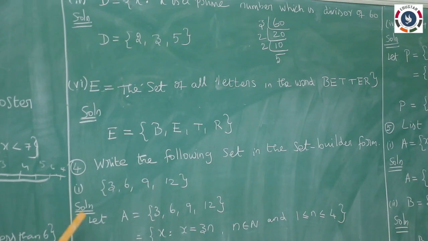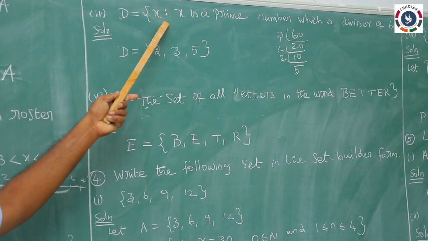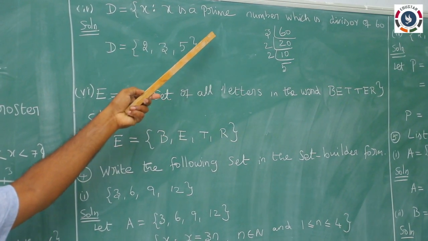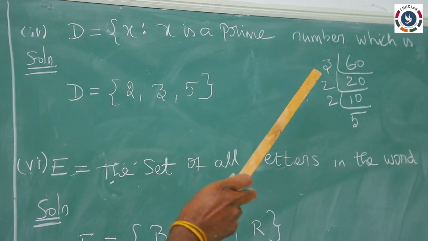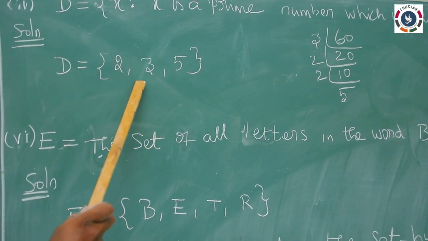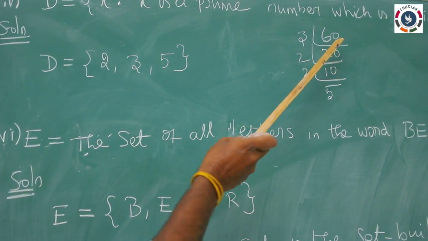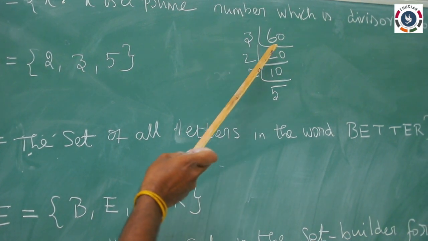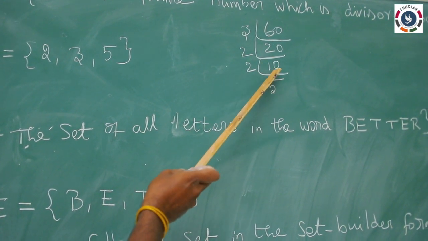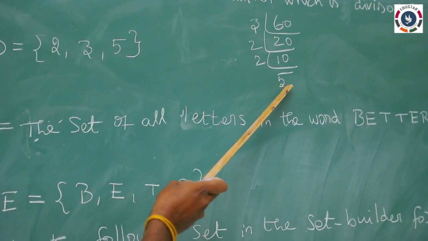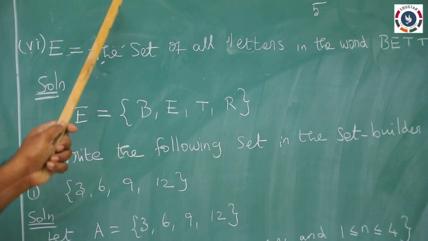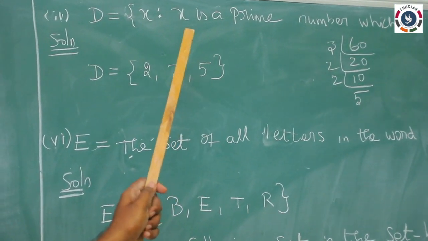The next problem, D equal to x such that x is a prime number which is a divisor of 60. D equal to 2, 3, 5, because 60 is divisible by 3, the value is 20, and divided by 2 the value is 10, and divided by 2 the value is 5. The values 3, 2, 5 are prime numbers. So, D equal to {2, 3, 5}.